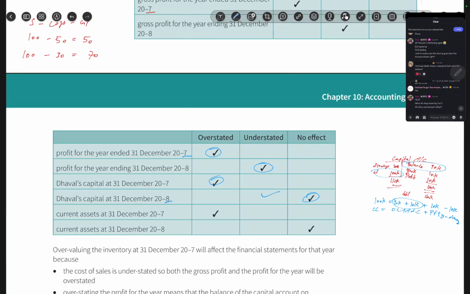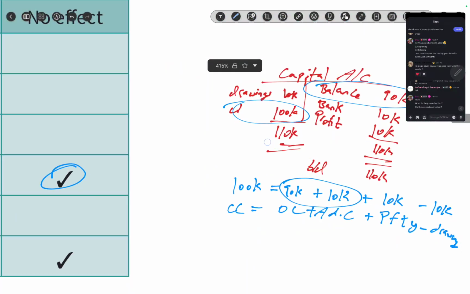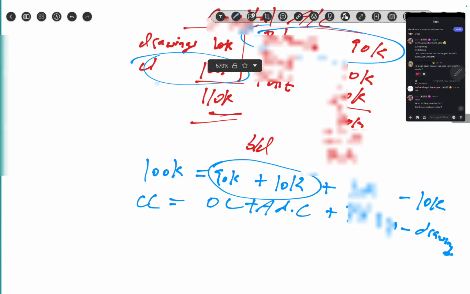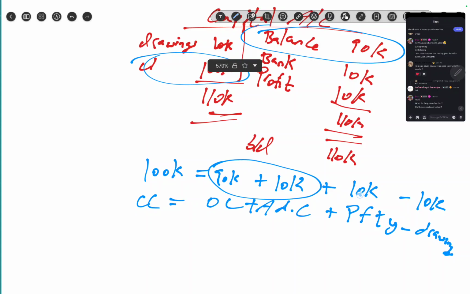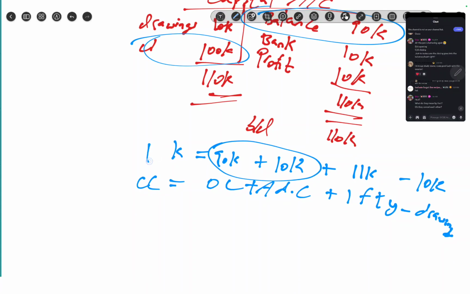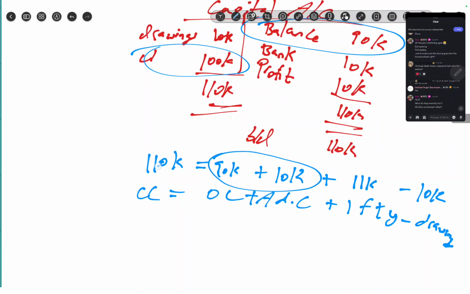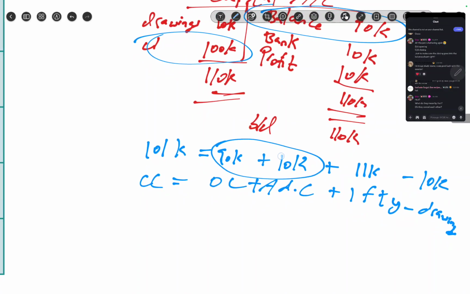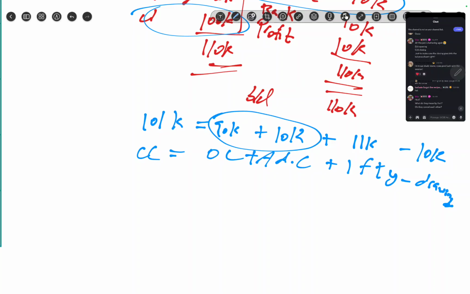Because first the profit was overstated. Say instead of 10,000, our profit became 11,000, and now our closing capital became 101,000. Okay. Next year, what happens? Our profit is understated by 1,000. So let's just say our profit becomes 9,000. Everything else remains the same. So our capital will again become 100,000, right? That just makes it correct.